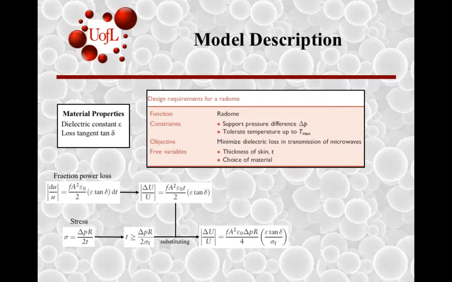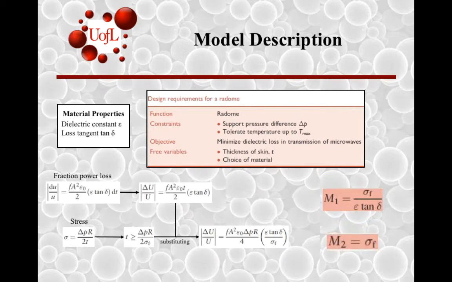That first equation is the fractional power loss. F is the frequency of the signal, A is amplitude, and epsilon naught is the permittivity of a vacuum, so that's a constant. For thin shells, that turns into the other power loss equation. The other important equation is for stress, the stress created by the pressure difference on the radome. Substituting for the thin thickness gives this equation, which we use to get the 2 material indices.